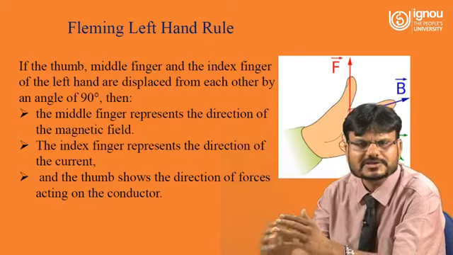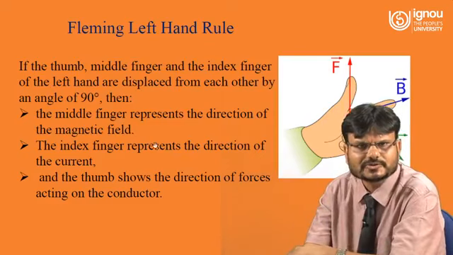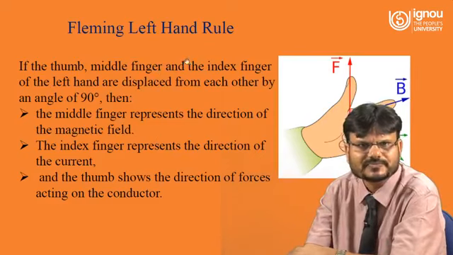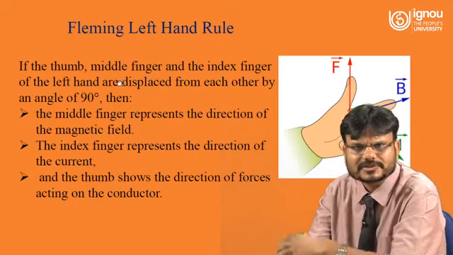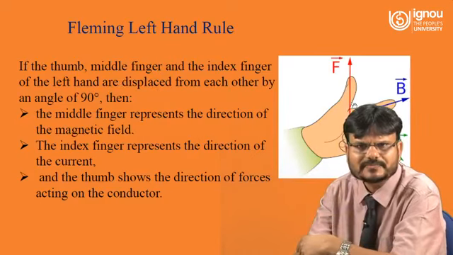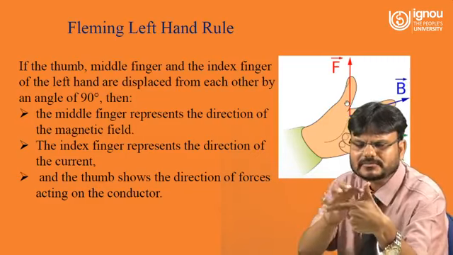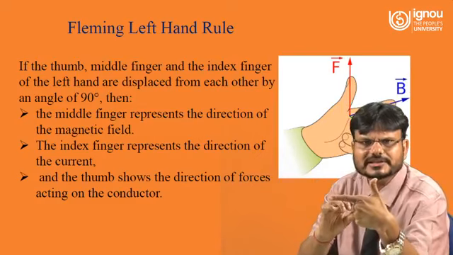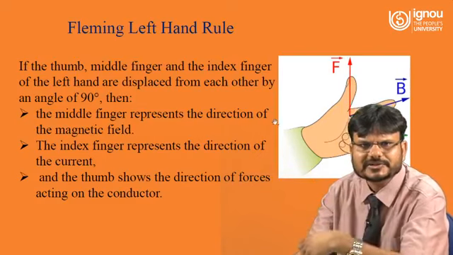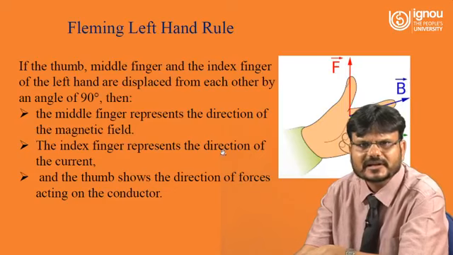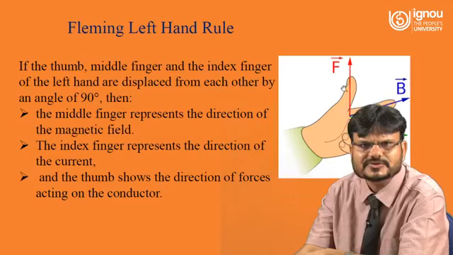Before starting the working principle of the DC motor, you must know Fleming's left hand rule. If you see this figure, if the thumb, middle finger and index finger of the left hand are displaced from each other by an angle of 90 degrees like this, this one is the thumb, this one is the middle finger, and this one is the index finger. The middle finger represents the direction of the magnetic field, and the index finger represents the direction of the current. Then the thumb will show the direction of the force acting on the conductor.